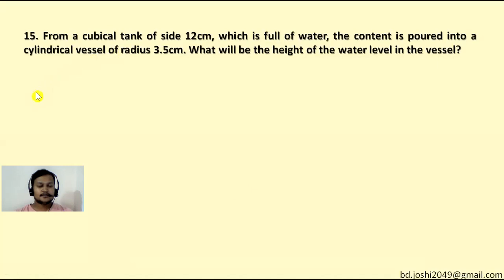So look at the question number 15. I included 15 also after 14 because it is also a different question. From a cubical tank of side 12 centimeter, which is full of water, the content is poured into a cylindrical vessel of radius 3.5 centimeter. What will be the height of water level in the vessel?